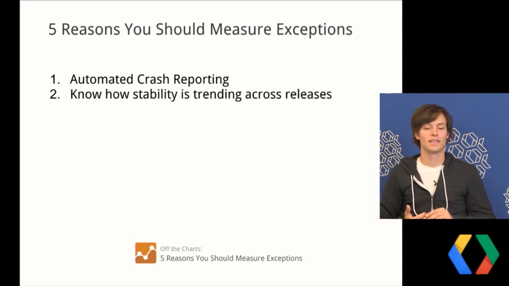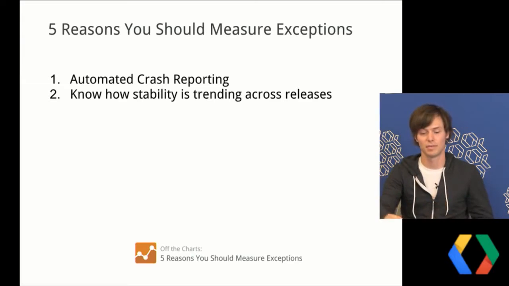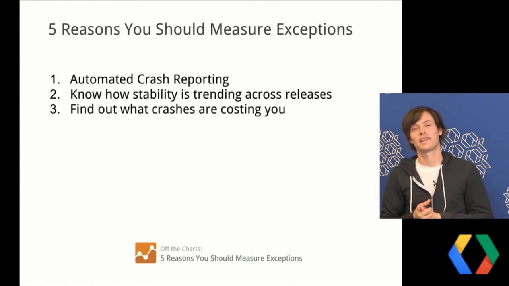Number 2, the second reason, knowing how stability is trending across your releases. So we looked at ways in which you can segment your exceptions and crash data by app version, app platform, etc. You can track progress against total number of crashes and thereby stability over time as you keep putting out new releases.